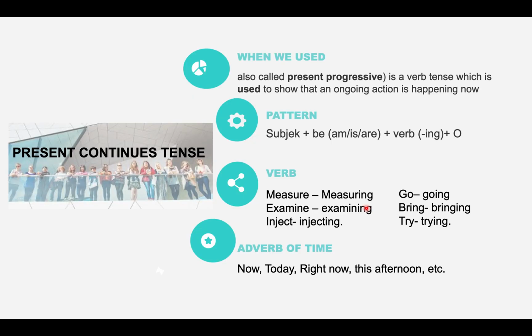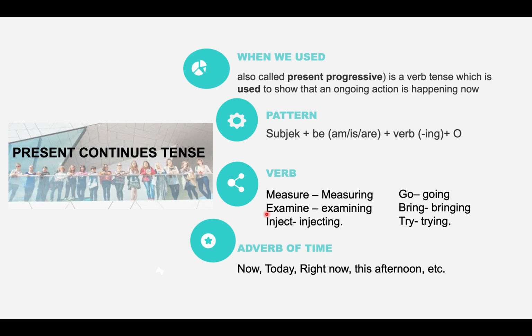And we are now in the present continuous tense. Present continuous tense, also called present progressive, is a verb tense used to show that an ongoing action is happening now, an action with a duration. So what is the pattern? Subject, be (is, am, are), and verb plus ing, and an object.